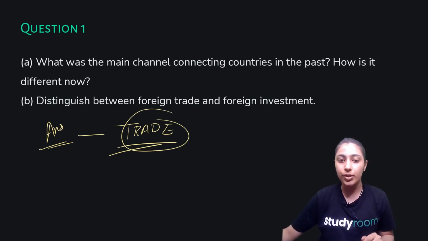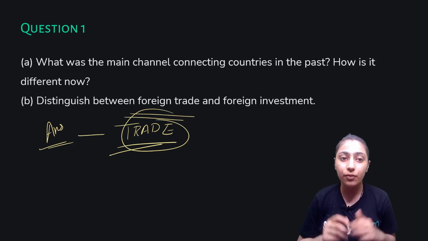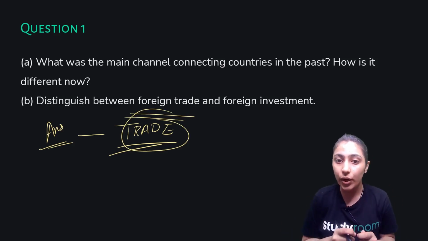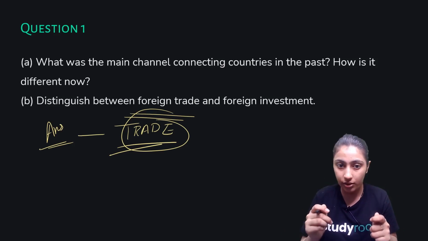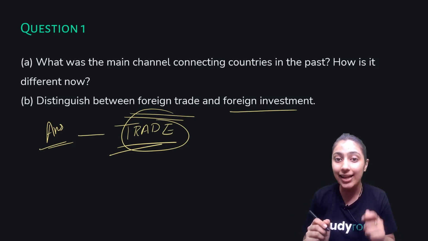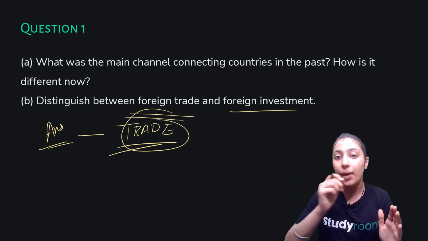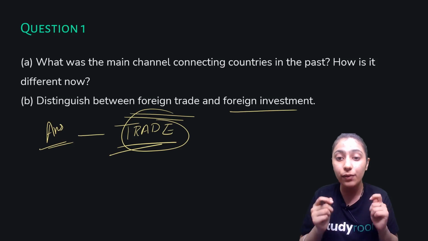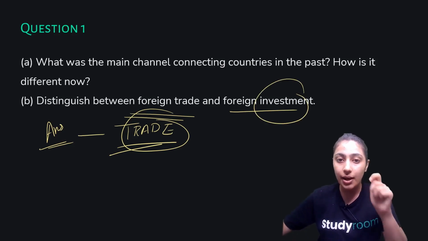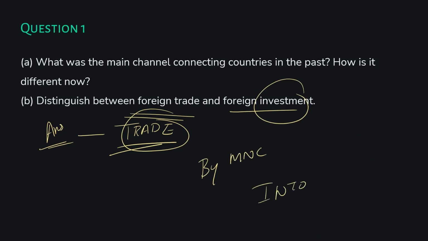Second is distinguish between foreign trade and foreign investment. So basically, foreign trade means when there is trade going on between two or more countries. This is foreign trade. Foreign investment means the investment that is made by MNCs in some other countries. This is what is known as foreign investment. So basically, investment made by an MNC into some other country. This is what foreign investment means.